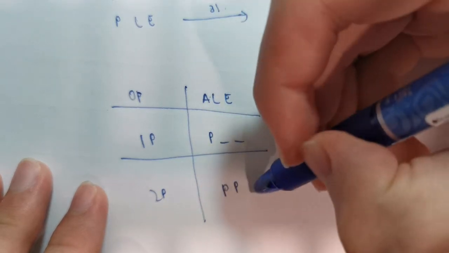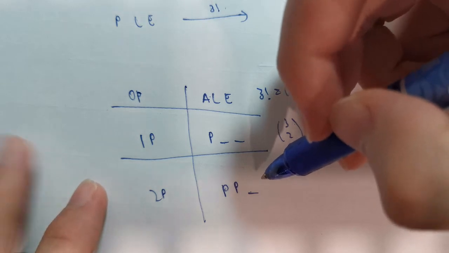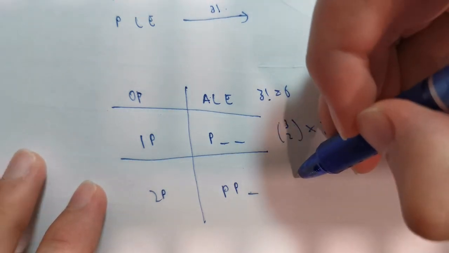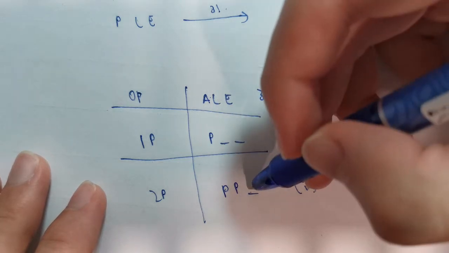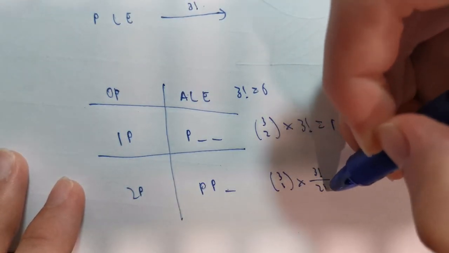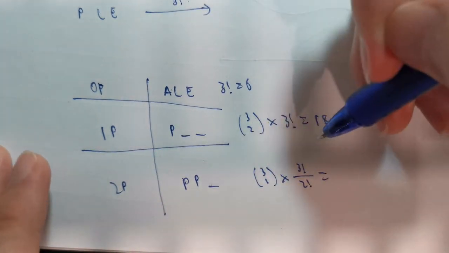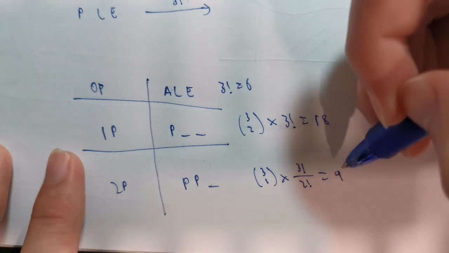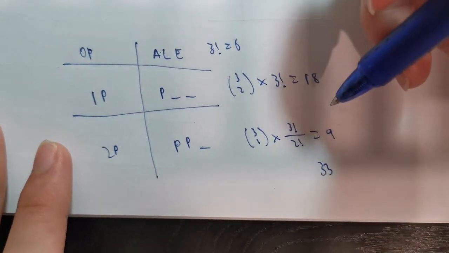So it's PP something, which is PPA, PPL, or PPE. So there are three choose one ways to select the last letter. Then there are 3 factorial over 2 factorial ways to arrange it. Then you get 9. So you add them all up, you get 33, which will give you the correct answer.